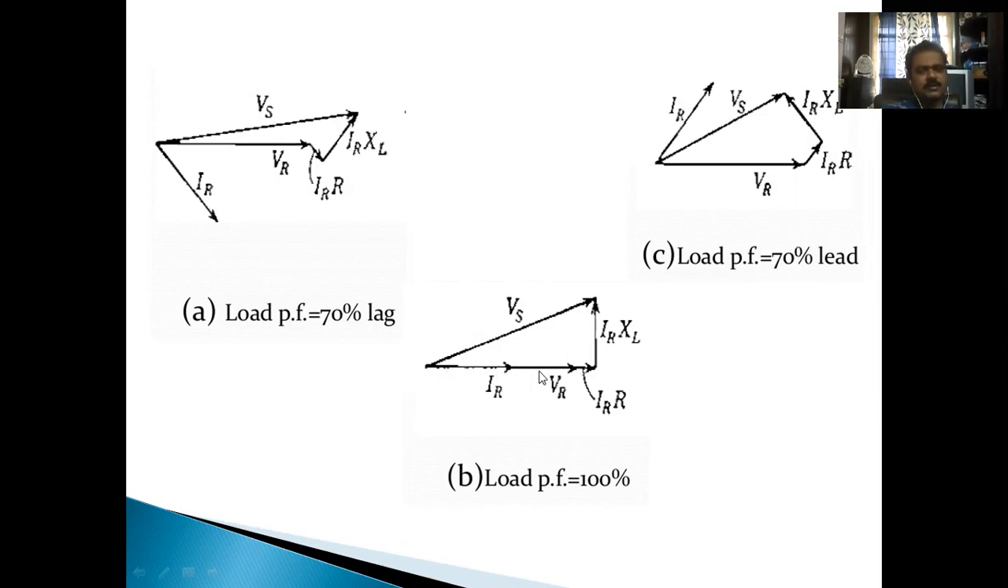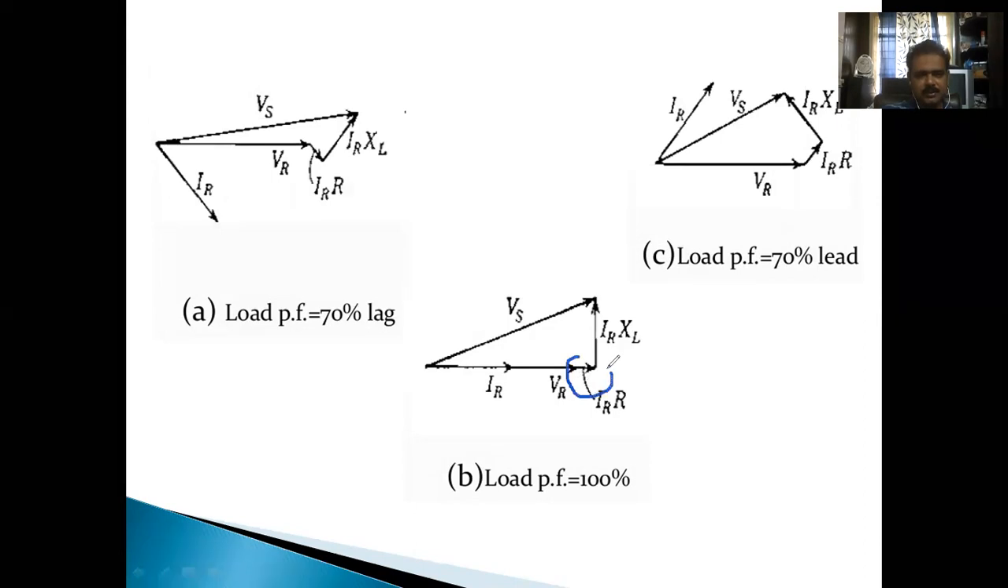In case of resistive load, IR and VR, the receiving end voltage and current, both are in phase, and this IR drop is in phase with current. Here it is in phase with current up to this. This is the IR drop. Okay, that is in phase with current.